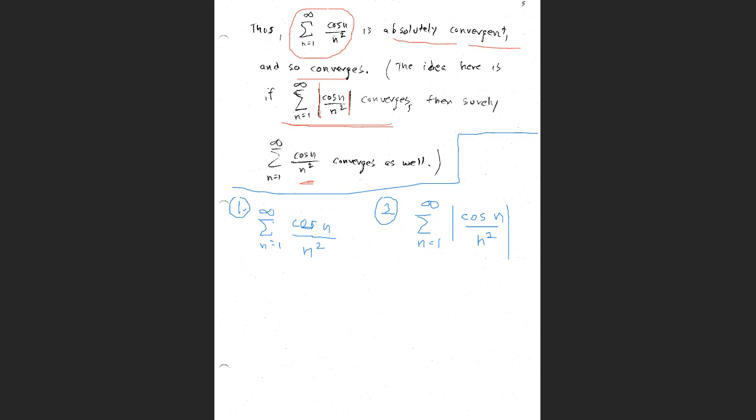I wrote down series 1 and series 2. Now, series 2, you're adding up a bunch of positive terms. Now, series 2 converges, which means it has a finite sum.